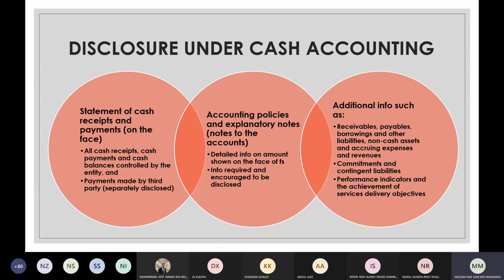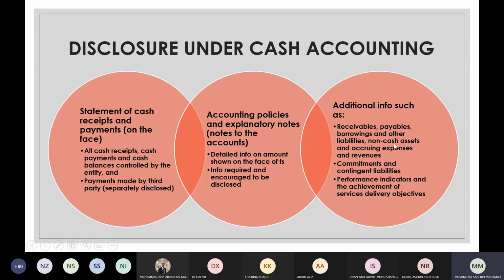Statement of cash receipts and payments. I think you can expect that, based on the cash books, cash receipts and cash payments, and then the accounting policies, provide the detailed amount. On top of that, they also require additional information. I think these standards are also provided by IPSAS, right? In the cash accounting environment.